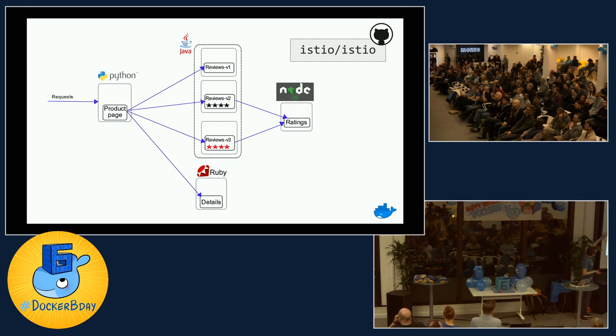There's a Python web application which just gives you some information about a book, and it goes and gets reviews from a separate service. And that service has 3 implementations, reviews version 1, 2, and 3. They have different UIs, and we'll see that in a second. When you deploy it by default with Kubernetes, it's going to load balance between all those services. So each time I call it, I'll get a different response.